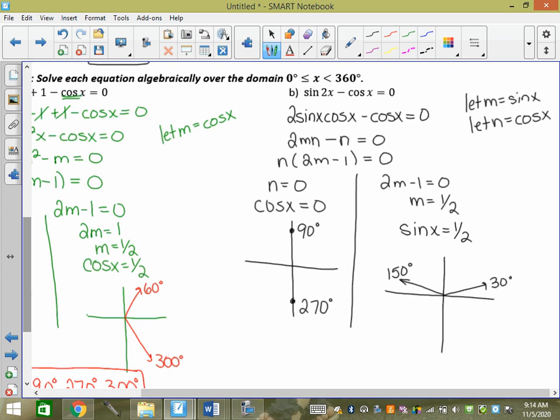So we get what? X. I always go back at the very end and check what variable they gave me. Sometimes it's theta, sometimes it's x, sometimes it's whatever. I go back and look and say, oh, it's an x. Okay, good. X equals 30, 90, 150, 270.